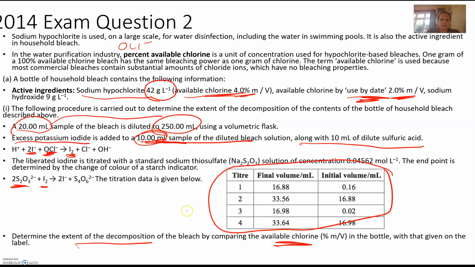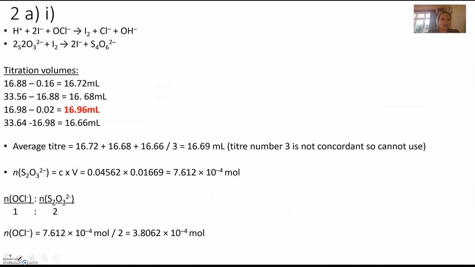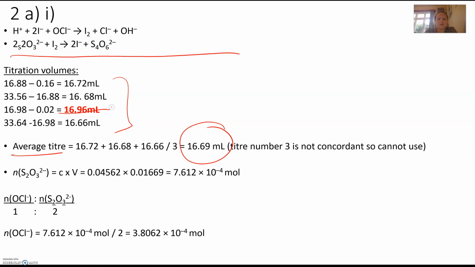Okay, and this here. So let's just move to the next slide. So here are the equations that were given to you. Here were the titer volumes, and I've just worked out, I've done final minus initial, and here are the values, and I've done an average titer. I've not included this value because it's outside the concordancy. The rest are all pretty close, and that one seems quite far out from the rest, so I've ignored that value and kept the other ones, which are within 0.2 of each other.